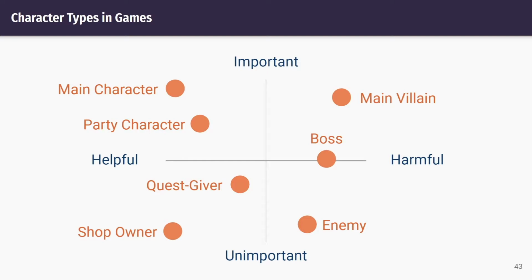A shop owner might be very helpful, but not important at all. We don't really know anything about them, but they do sell us things that we want. And a regular enemy could be somewhat harmful, but also somewhat unimportant. They're just like a goon, right? So hopefully this helps you. And you don't have to do this with archetypes. You could take your actual characters that you have fleshed out and plot them on a graph like this. And you can even submit that in your GDD if you want to. I will be happy to look at it.